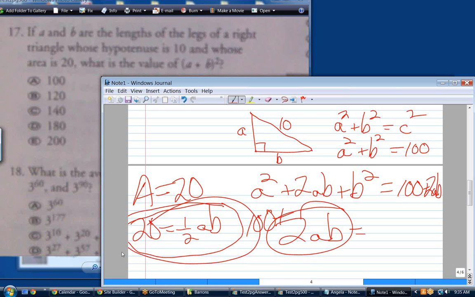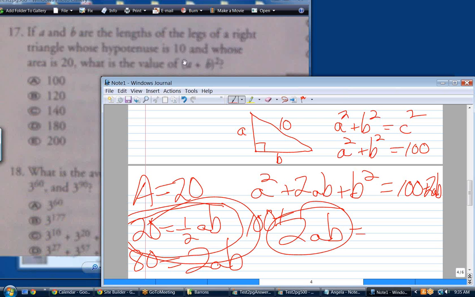Solve this for 2AB. Make that look like 2AB. What do you have to do? Multiply both sides by 4. Notice that if we multiply the right side by 4, it becomes 2AB, and the left side by 4 becomes 80. So (a + b) squared must be 100 plus 80.